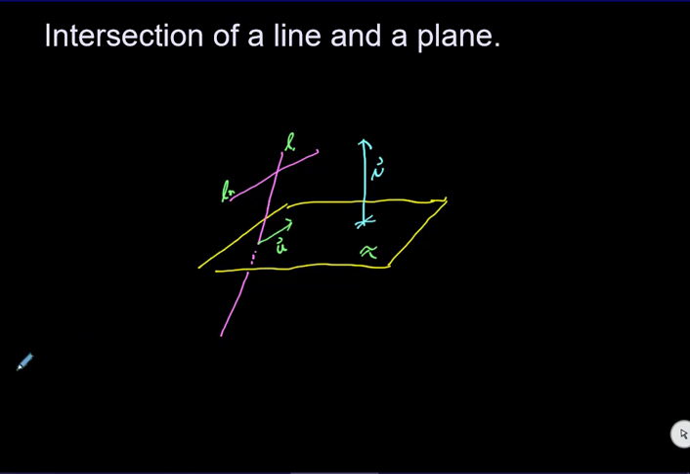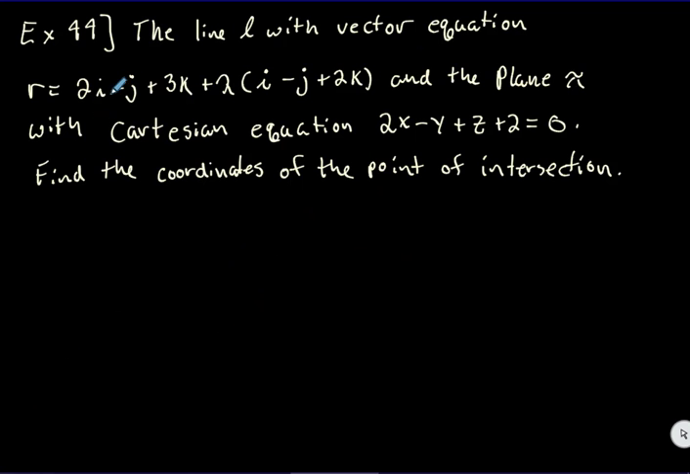So there you go. Let's go ahead and look at an example, example 44. It says the line L with vector equation r is equal to 2i minus j plus 3k plus lambda times the vector i minus j plus 2k, and the plane pi with the Cartesian equation 2x minus y plus z plus 2 equals 0. So here's the equation of the plane, and this is the vector equation of the line. Find the coordinates of the point of intersection.